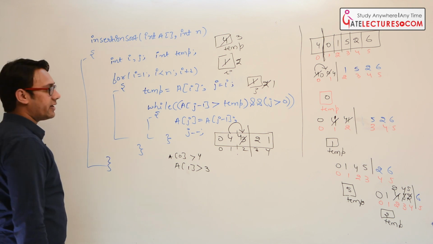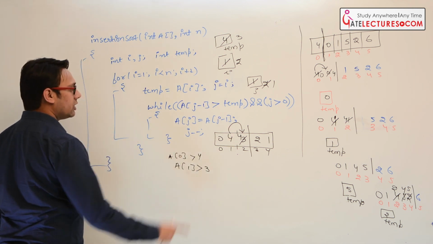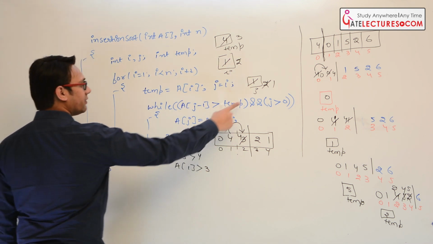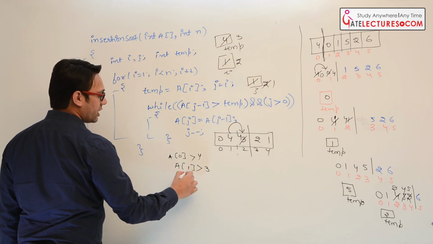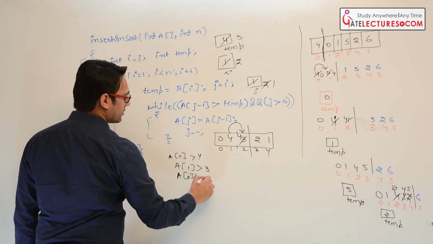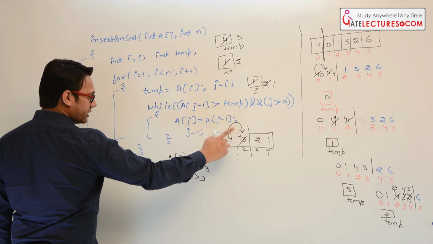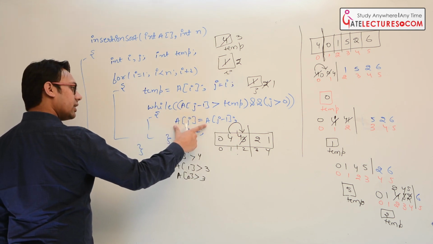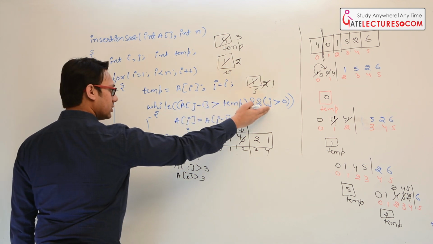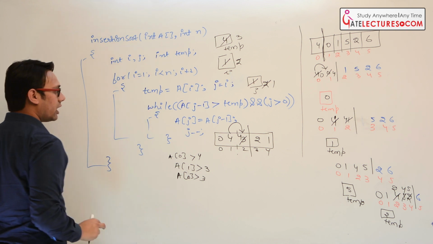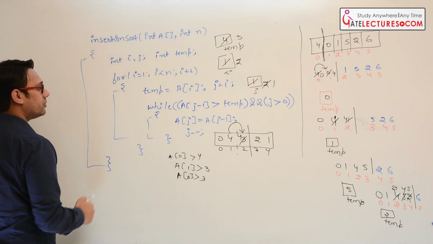Again check the while condition. Is this condition true or not? If a of j minus 1 is greater than temp. If the value of j is 1, that means we are checking if a of 0 is greater than temp. And what is stored in temp? Temp is 3. Is 0 greater than 3? No, right? So this condition failed now. So we have to come after this while loop.